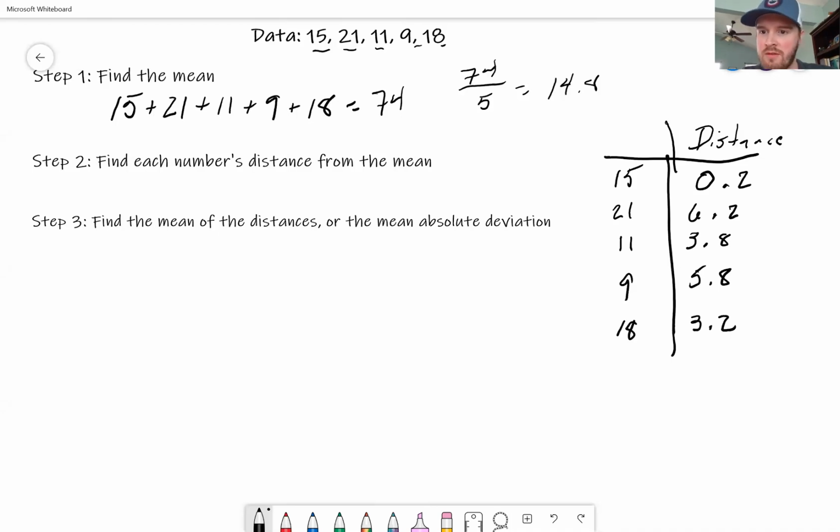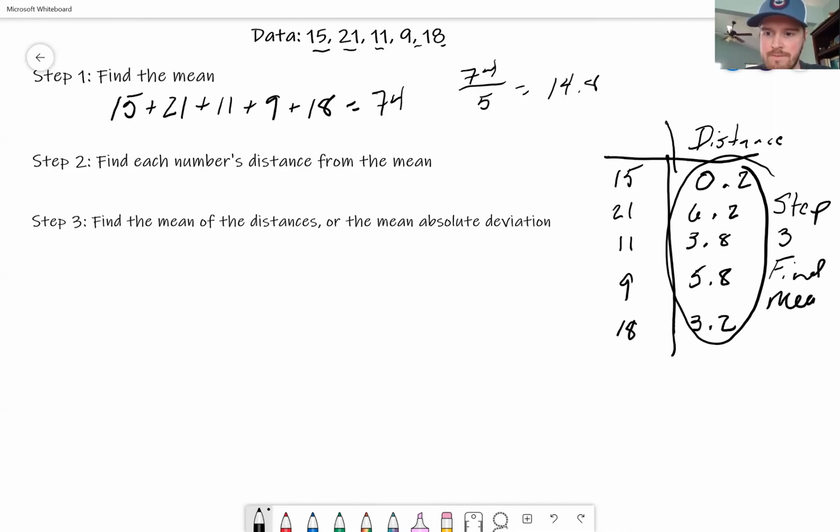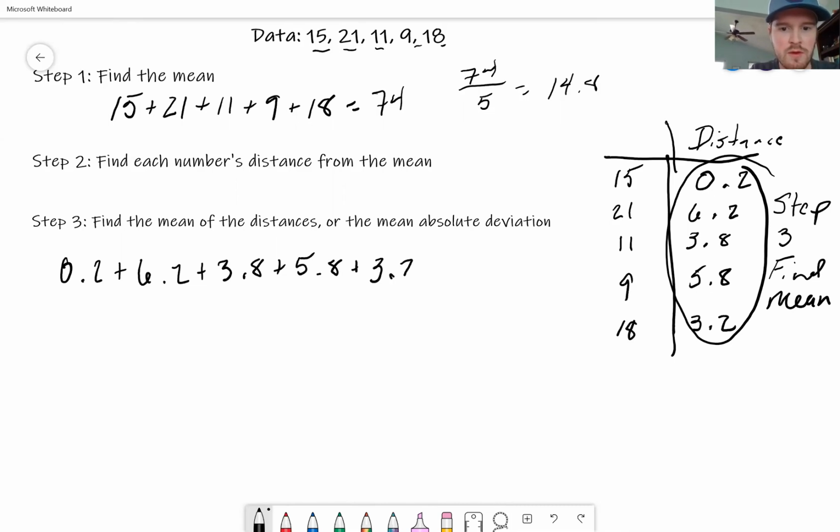All right. So now that we have found each number's distance away from the mean, we now need to find the mean of these distances that we have here. So we're going to take these numbers here, and for step 3, we're going to find the mean. All right. So I'm going to take 0.2 plus 6.2 plus 3.8 plus 5.8 plus 3.2. And that gives me a sum of 19.2.